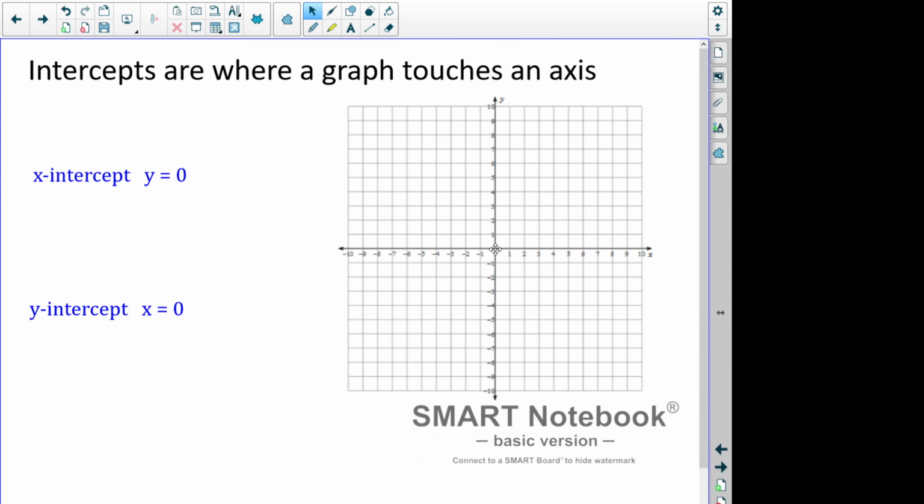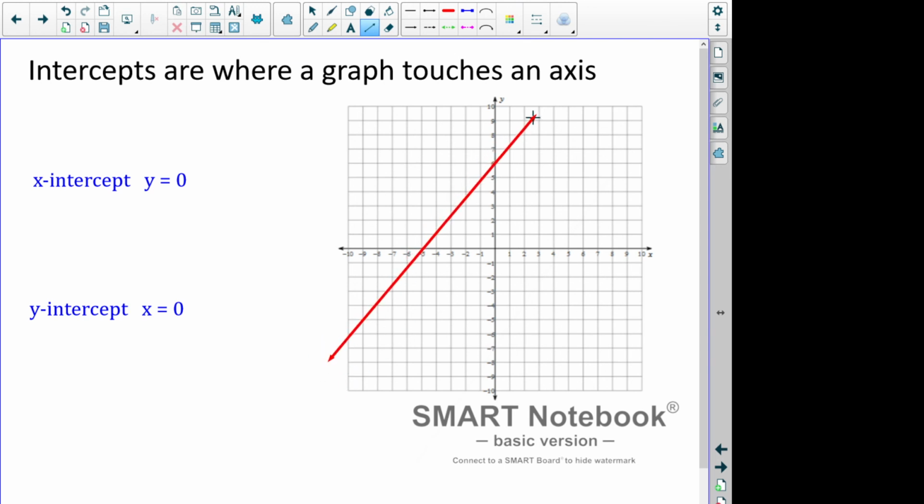So remember, we have the x-axis that runs along this way, the y-axis that runs along this way. And so what we want to find are these 2 points. The x-intercept is just simply where a graph touches the x-axis. So I'm just going to put a graph on here, a line on here, let's make it red. And I'm going to put it like there. I like that line.